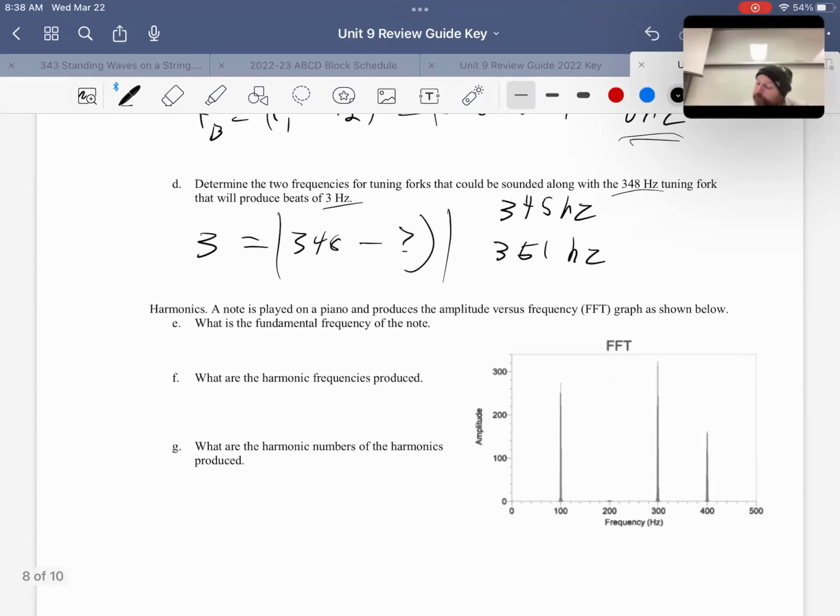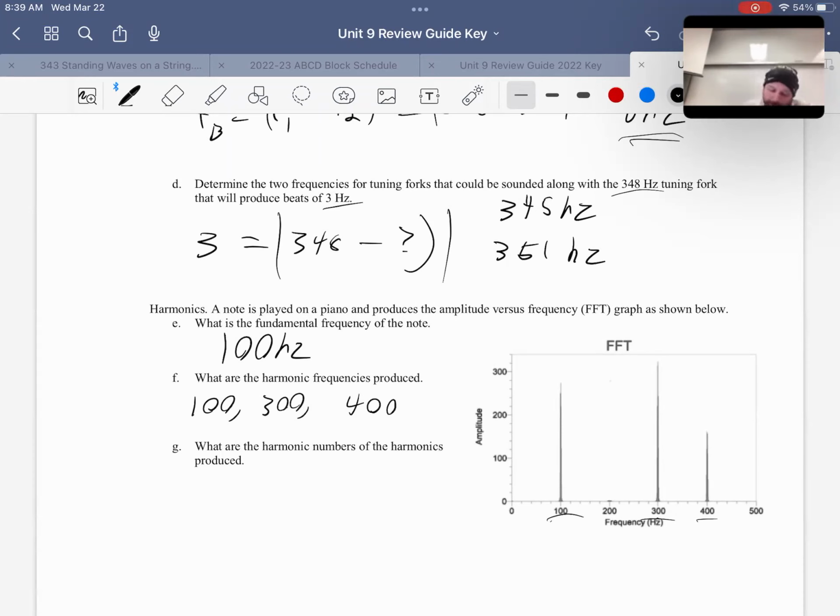All right. Let me get to the idea of harmonics and different frequencies on the same instrument. This is called a fast Fourier transform, but more importantly, you just need to see that they have certain frequencies within a wave. So what's the fundamental frequency of this note? Well, this particular one, the fundamental is the lowest, so that's going to be 100 hertz. What harmonics can we see? We can see 100, 300, and 400.